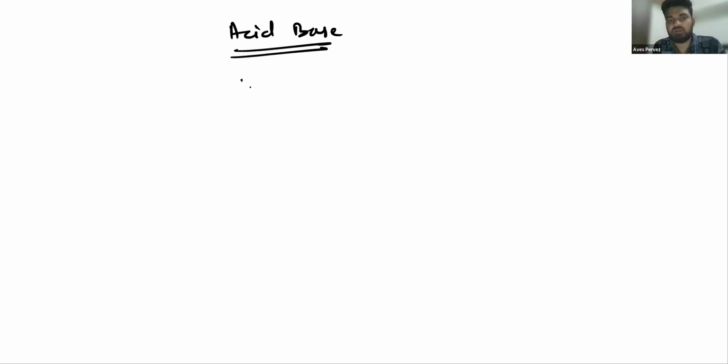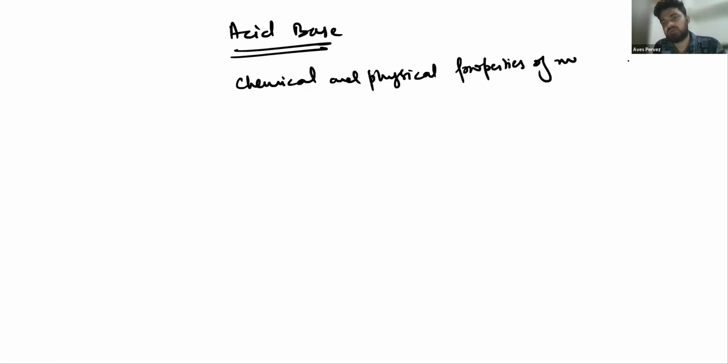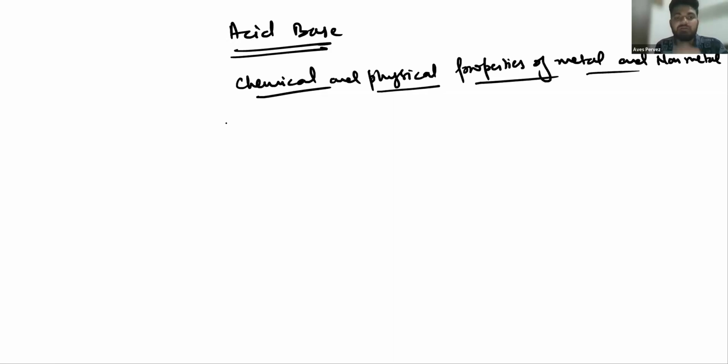Chemical and ionic compounds. Chemical and physical properties of metals and non-metals are coming in the examinations. And the third one, in biology we are going to have control and coordination, the whole control and coordination chapter.